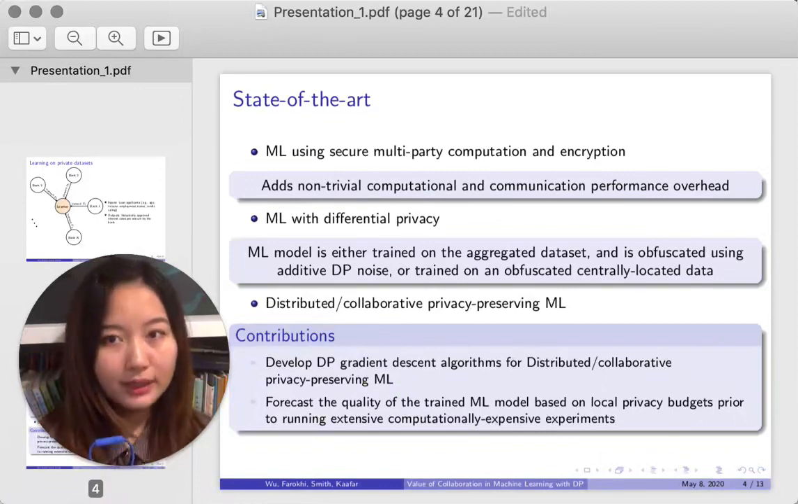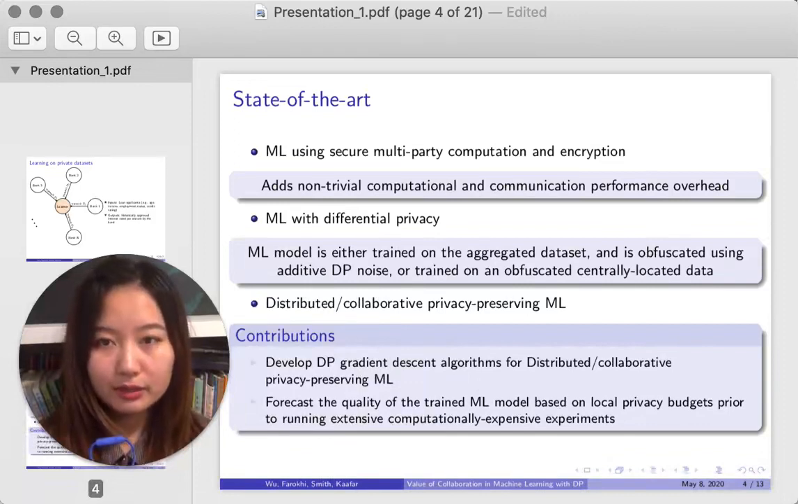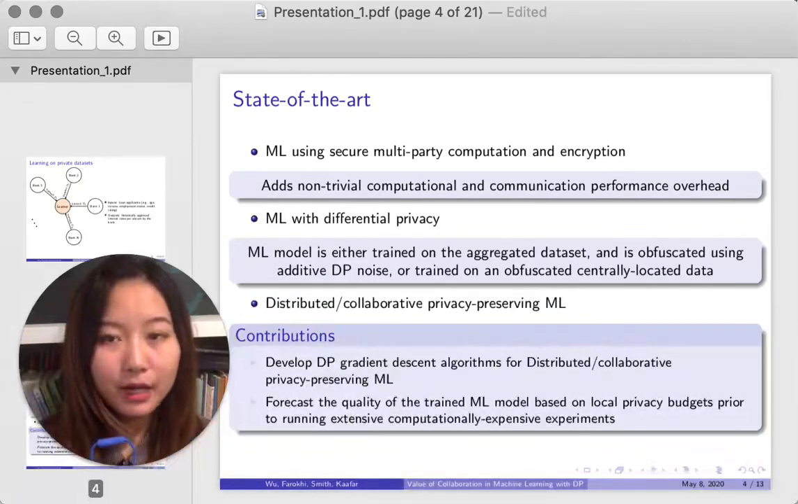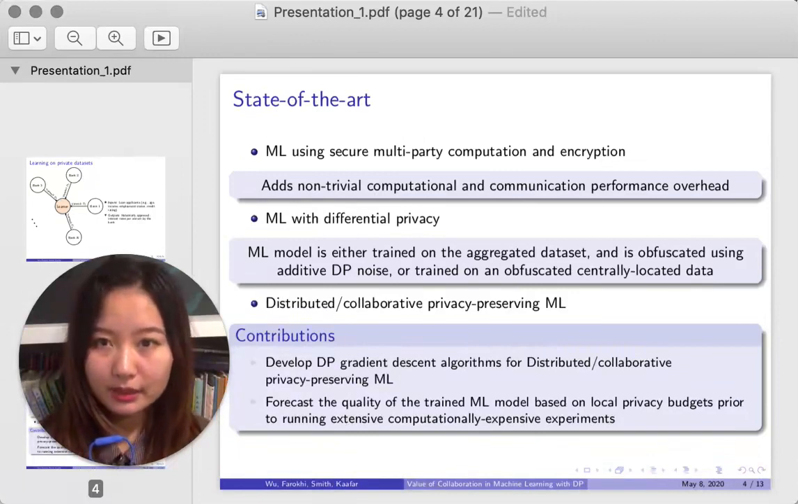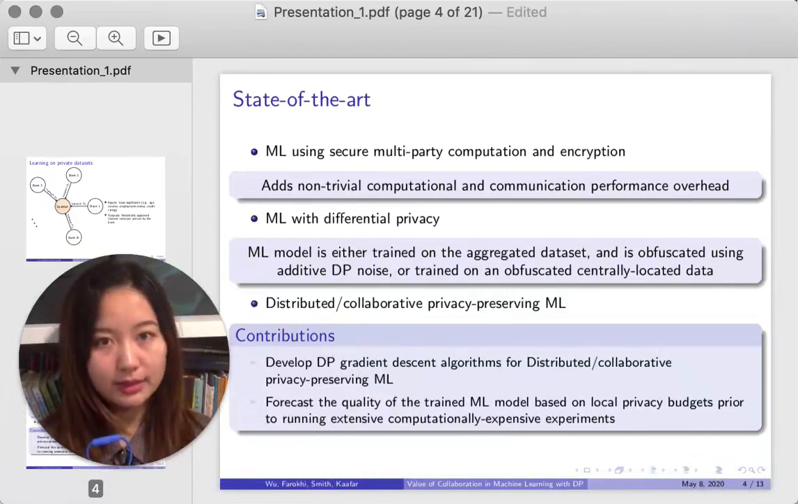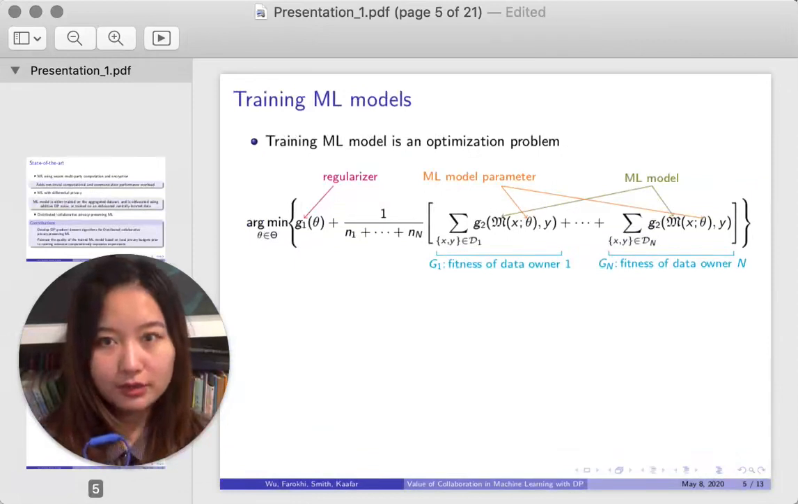So we develop a DP gradient descent algorithm for distributed collaborative privacy-preserving machine learning. And by carefully scaling the privacy budget and selecting an appropriate learning rate, we can maintain privacy guarantees over the entire learning horizon. And we can forecast the quality of the trained machine learning model based on the local privacy budget. Now I'm going to introduce our machine learning models.